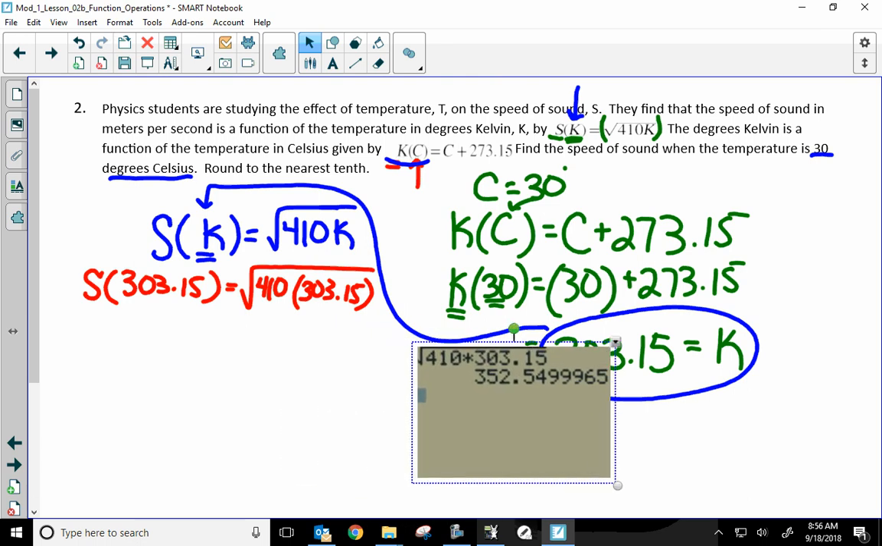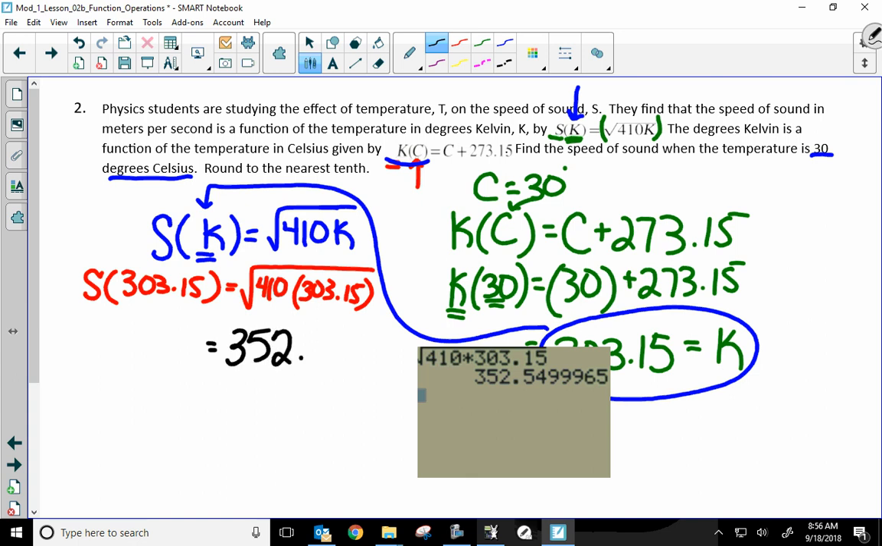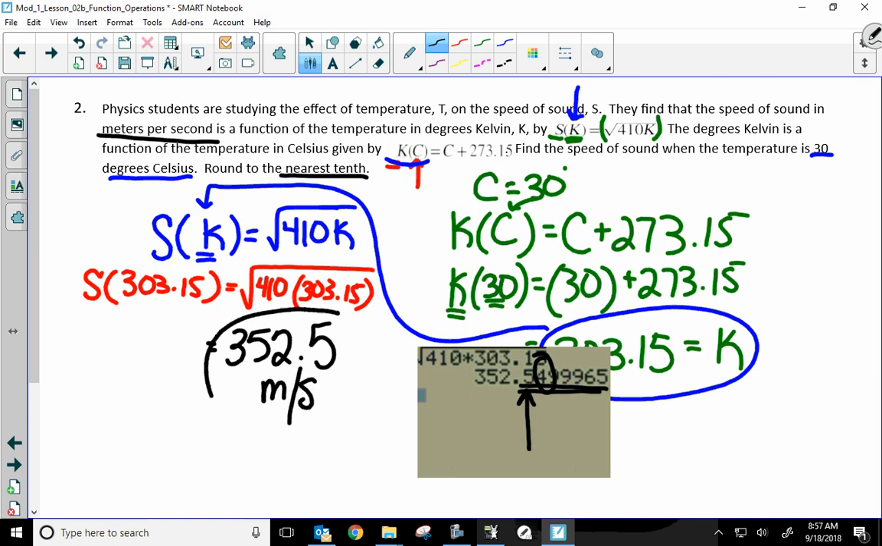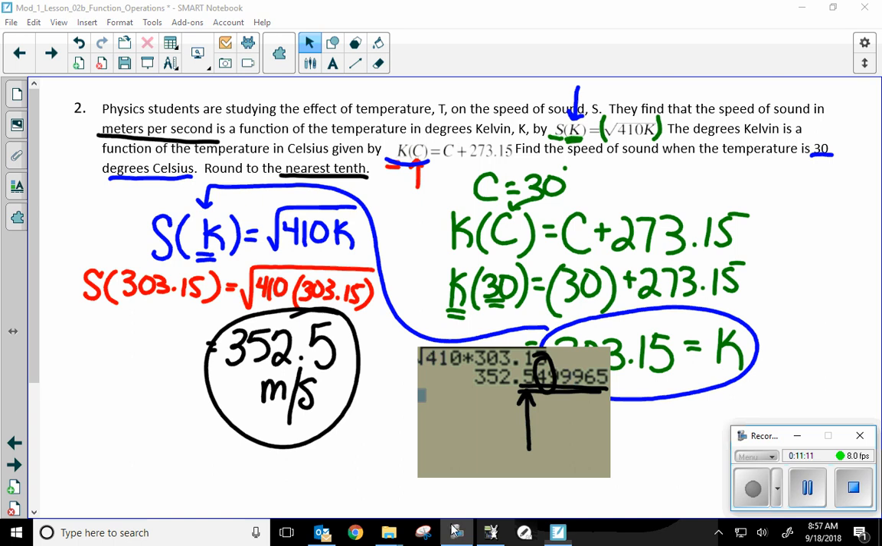When I do this calculation, I get 352 point, well, here we go, 549. They want this to the nearest 10. The nearest 10 would be, this number right here is a 5. Will that 5 go up to 6 or stay at 5? It will stay at 5 because the number after it is a 4. And what's my label? The speed is in meters per second. Meters per second. There you go.